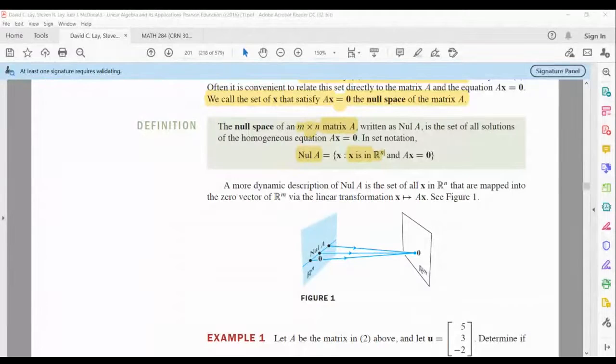Now, let me ask you, in figure 1, I noticed that the zero vector is in the null space of A. I mean, the zero vector is right there in the null space of A on the left in figure 1. So why would the zero vector be automatically in the null space of the matrix A?